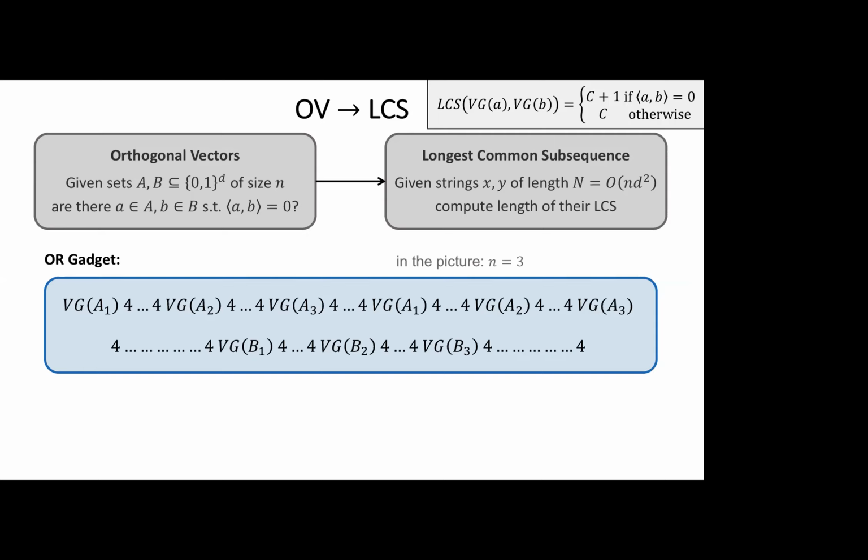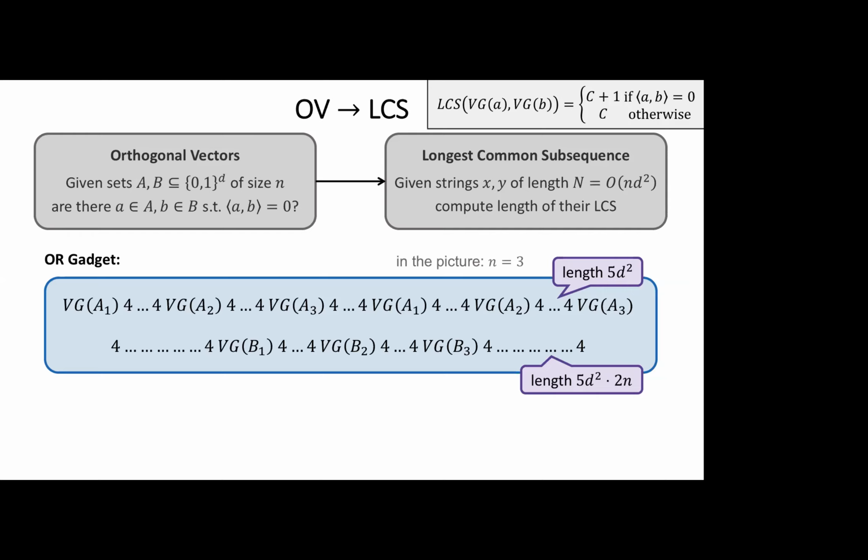Again, we take a fresh symbol 4 with which we pad. You write down these vector gadgets for all the vectors in A: first vector in A, second vector in A, third vector in A. And then you repeat them. So again, first vector in A, second vector in A, third vector in A, and so on. You write down all the vector gadgets twice and pad with the fresh symbol. In the second string, you write down all the vector gadgets for the vectors in B once. You pad with the same symbol. This padding is some sufficiently large number of 4s, and all these intermediate paddings have the same length. Then for the second string, you have a large number of 4s in the beginning and a large number of 4s in the end, more than the total number of 4s in the first string.